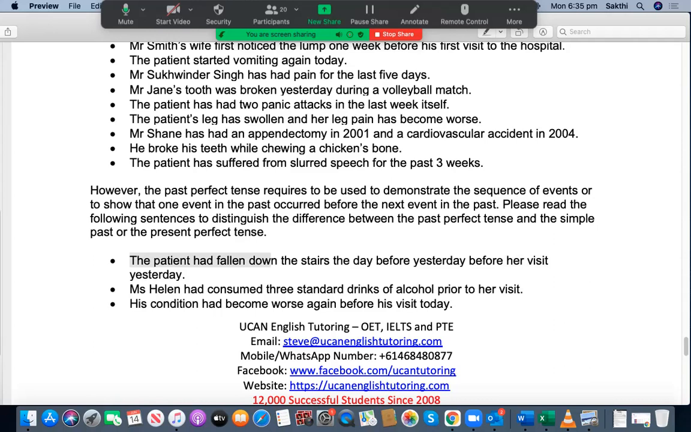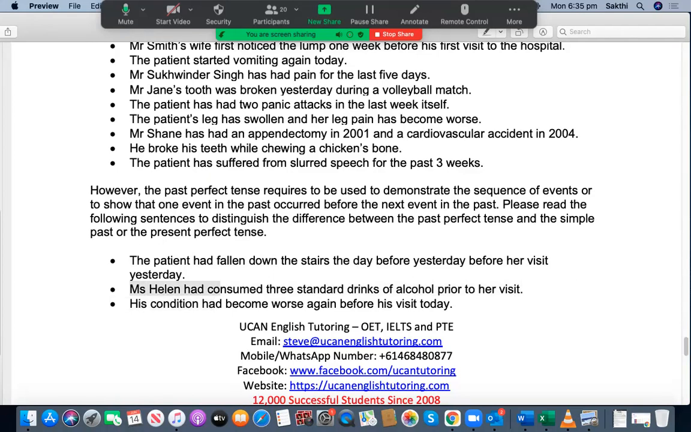So usually the past perfect tense is used when you have to write down two events in one sentence itself. For example, look at this. Past perfect: had and then a third form of the verb, that is, the past participle verb. Had plus past participle verb. That's what we call the past perfect tense. And look at this.